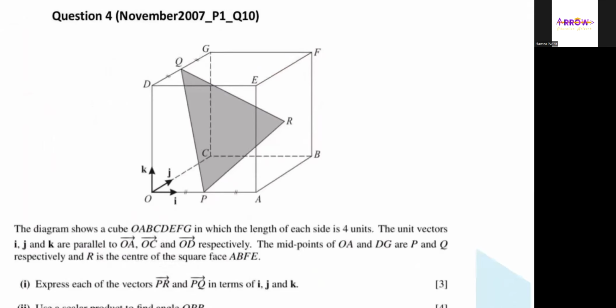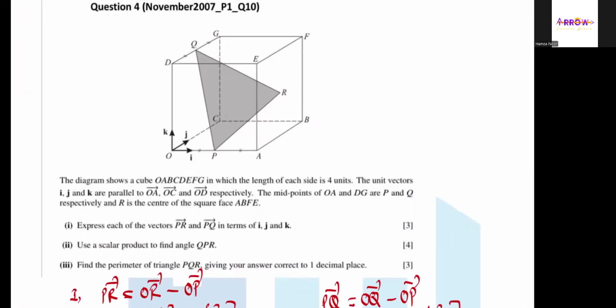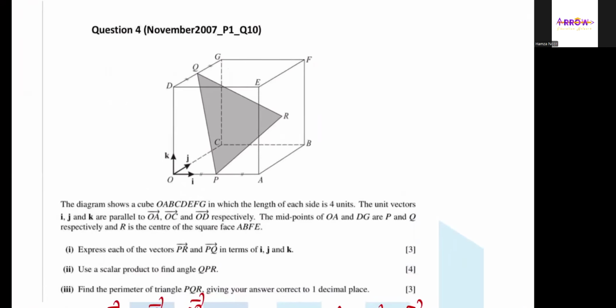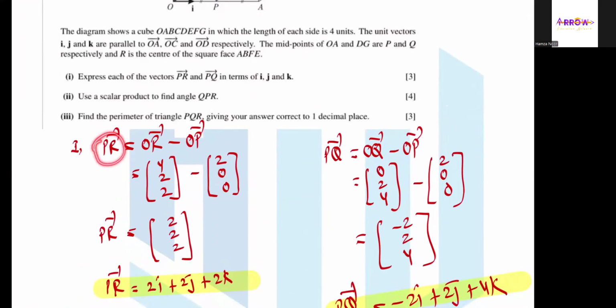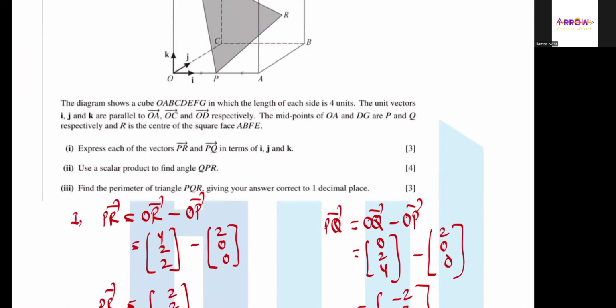So here we have the complete information. In part 1, it is required to express each of the vectors PR and PQ in terms of I, J, and K. First thing first, we want to find the vector PR. According to the vector subtraction law, PR is equal to OR minus OP. First I'm going to find the vector OR.